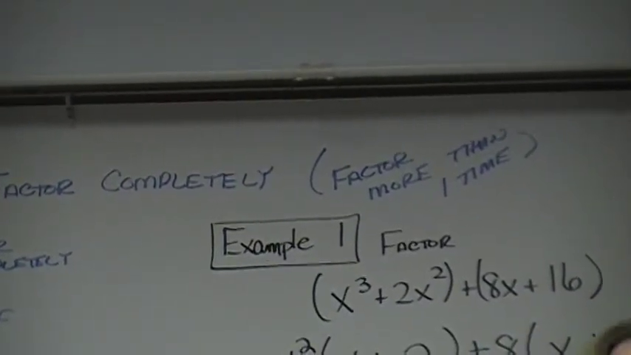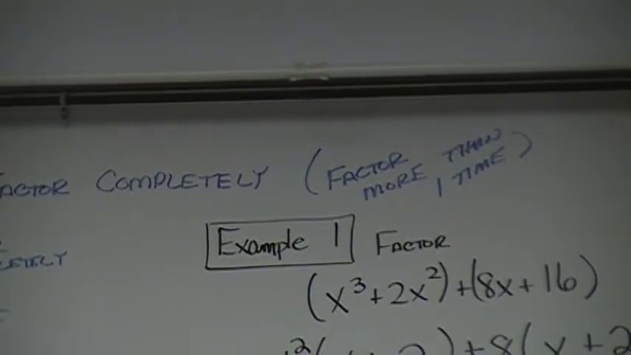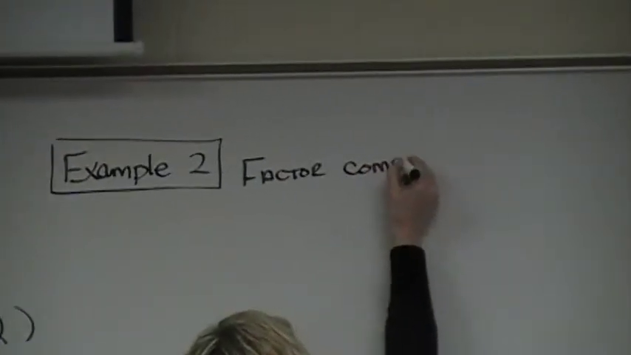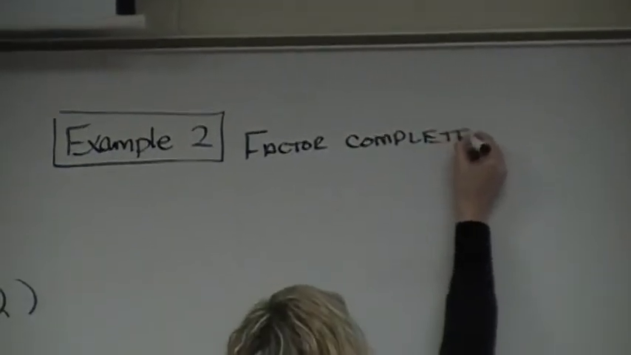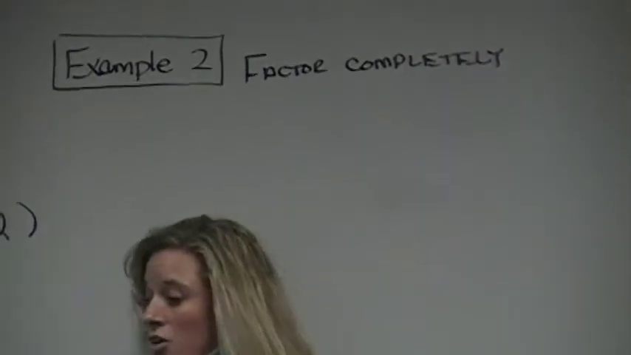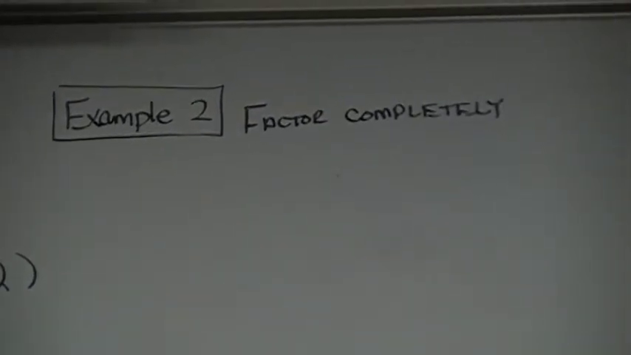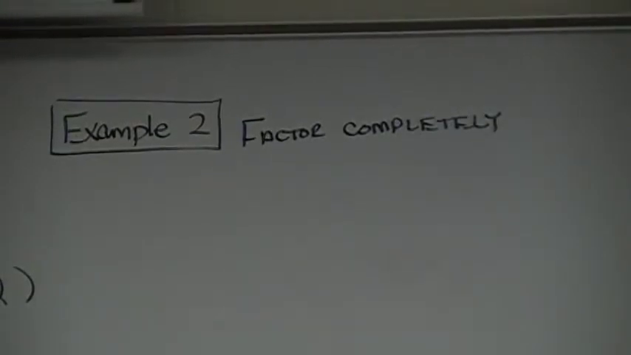Well, when it says to factor completely, it's a little hint to you that you're not going to just be pulling out a greatest common factor and call it right there. You're not done, because you're going to look inside the parentheses and ask, can that polynomial be factored further? In this case, they will be able to be factored more than once.